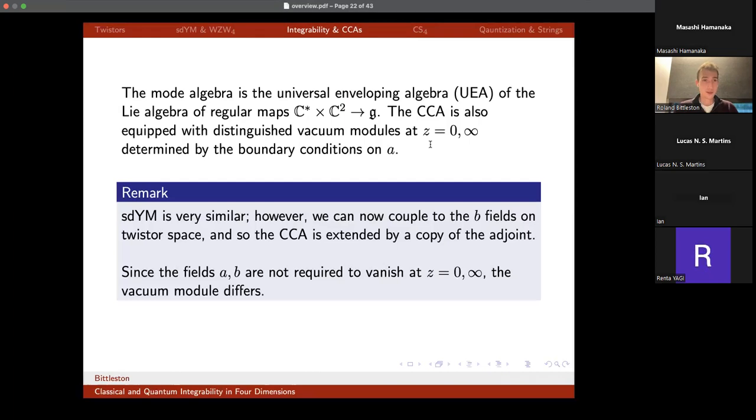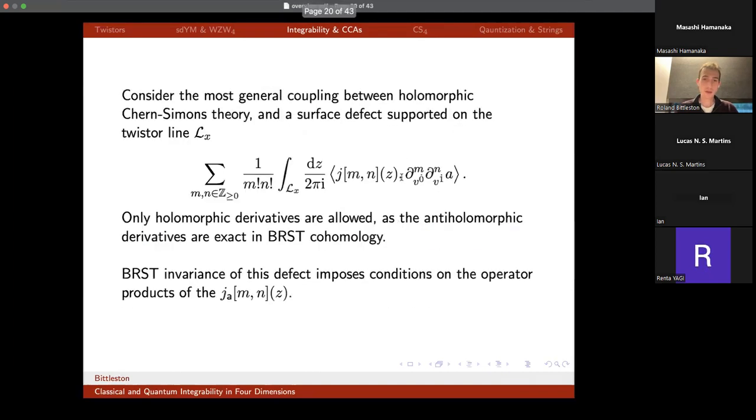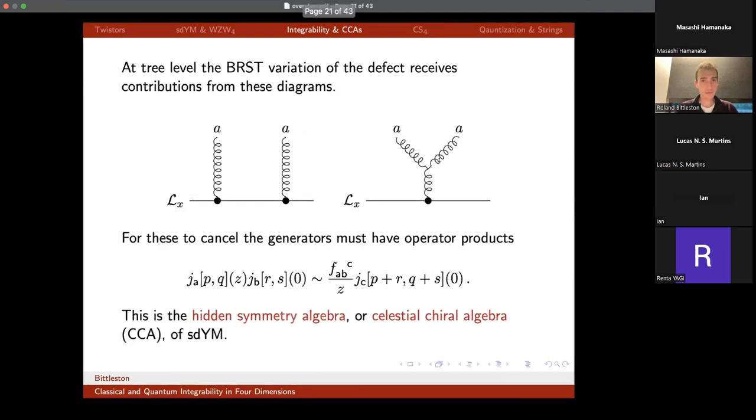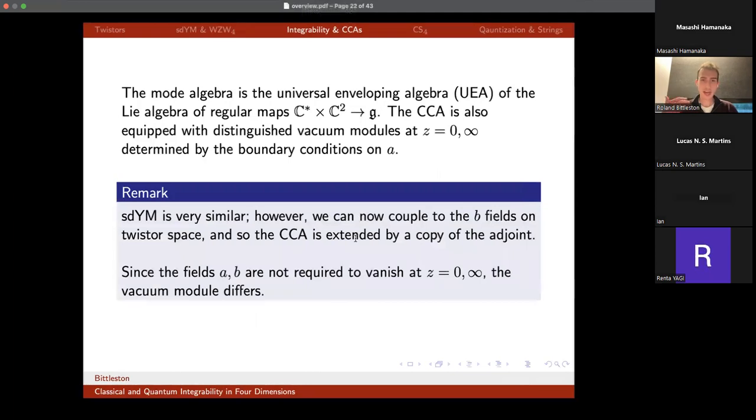The case of self-dual Yang-Mills is very similar, but now we can couple not just to this field A, but we could also imagine coupling to B, and that just gives us an extra copy of the adjoint. So the algebra gets extended by some generators. They have trivial OPEs among themselves, but they live in the adjoint of the J's.